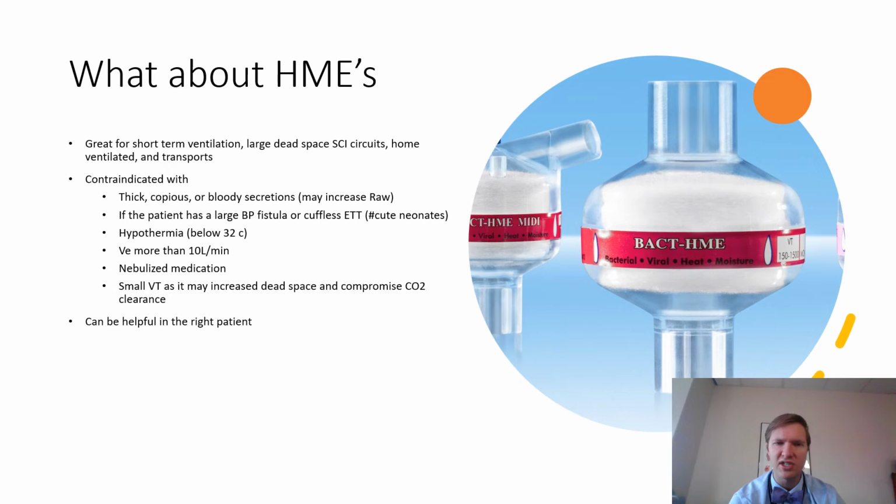There's the large dead space in spinal cord injury circuits, where they'll have a Y of the circuit and then something like 54 inches of dead space. That's right, I said 54 inches of dead space. They'll have a lot of dead space because they'll be on very large tidal volumes. To avoid hyperventilation, they'll give them a lot of dead space. Well, how do you make sure there's adequate humidity through such a long circuit? Well, they might still use an HME proximal to the circuit where it goes into their tracheostomy tube. So that might be helpful there.